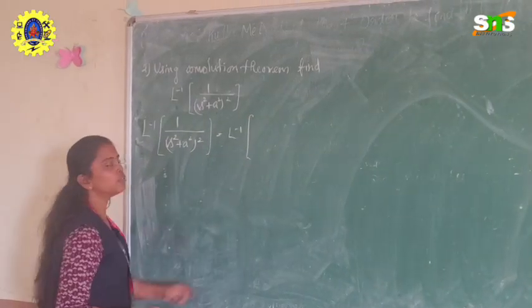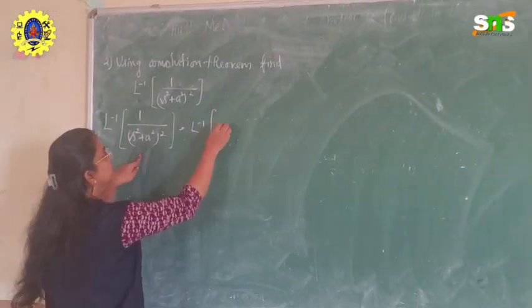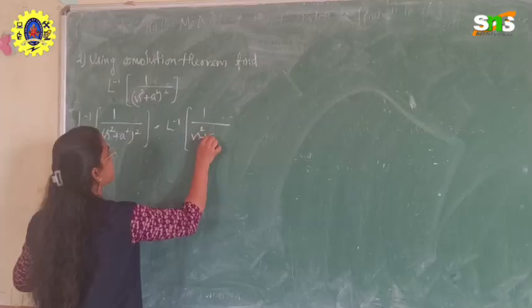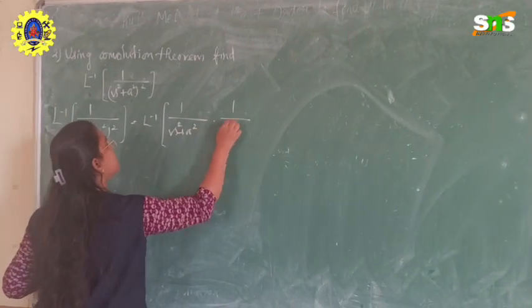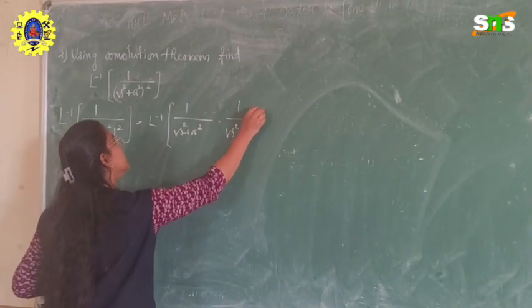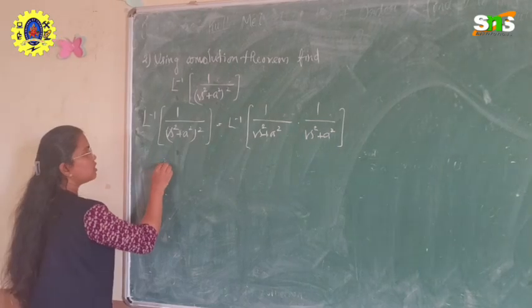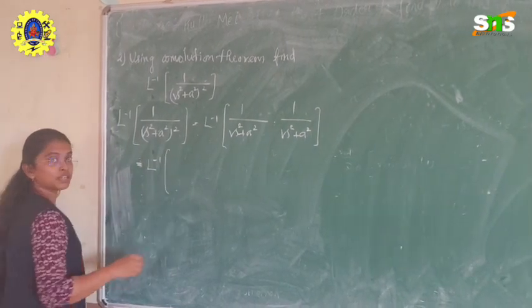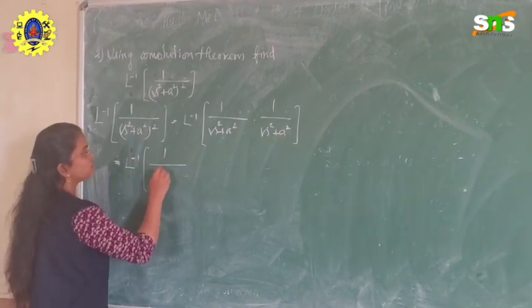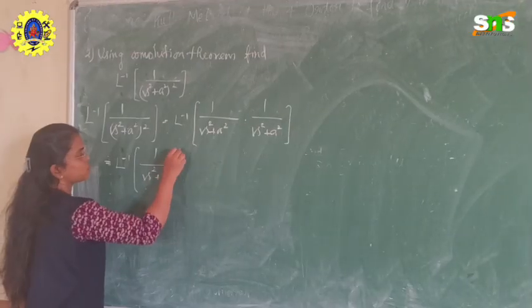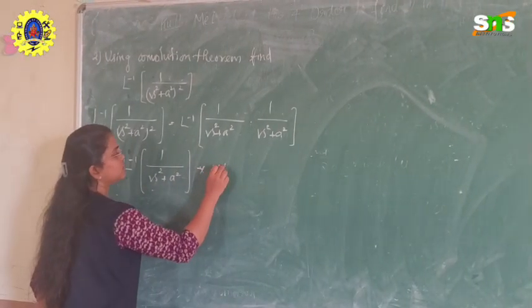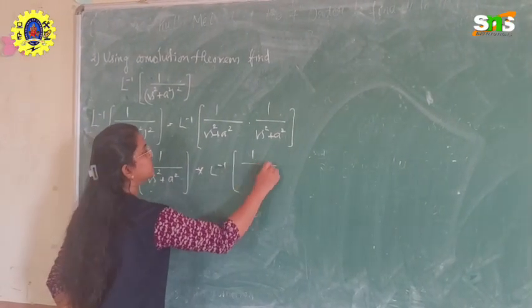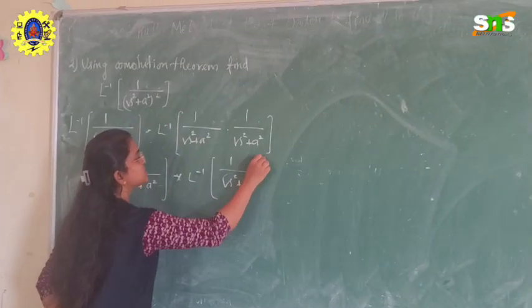L inverse of two functions. I'm just splitting it as 1 divided by s square plus a square into 1 divided by s square plus a square. So by using the convolution theorem, we can write it as L inverse of 1 by s square plus a square convolution L inverse of 1 divided by s square plus a square.